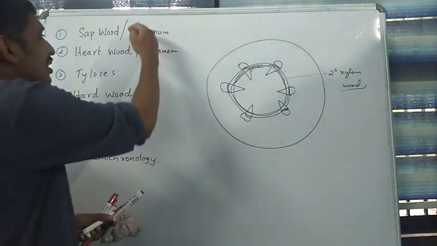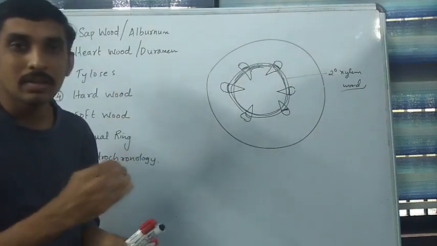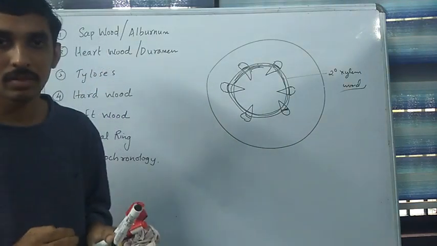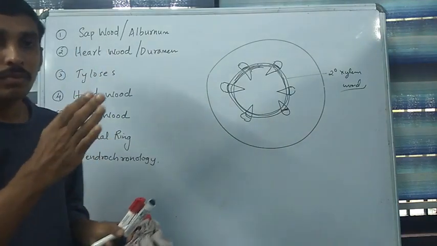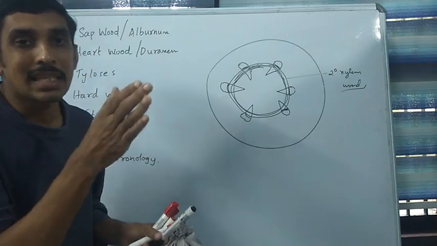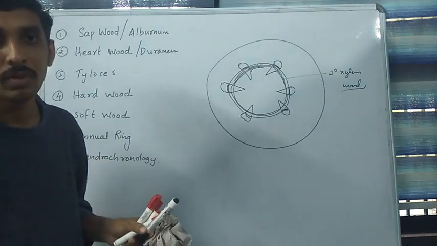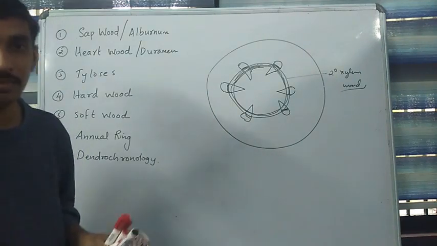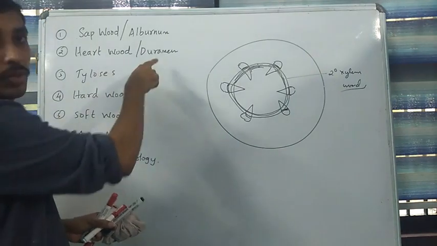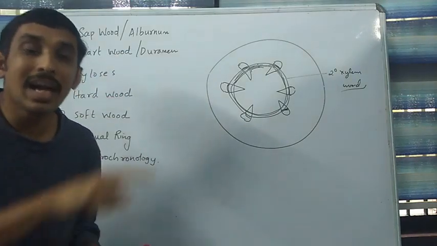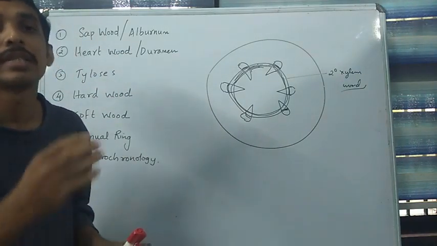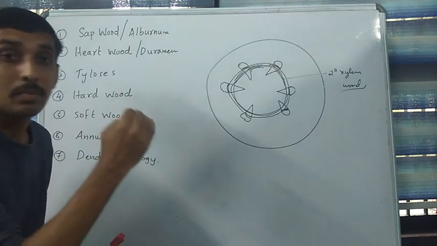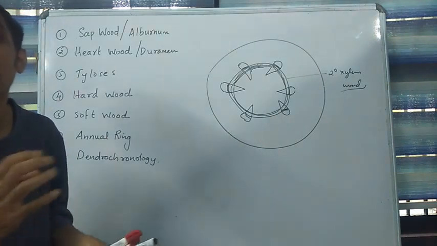And we can easily discriminate hardwood and sapwood by their physical appearance. If we look at the cross section of the stem of a timber, you can see the innermost region with a dark color. That region constitutes the hardwood, whereas the peripheral light colored region constitutes the sapwood. This dark color is due to the presence of various secondary metabolites found within the tyloses.